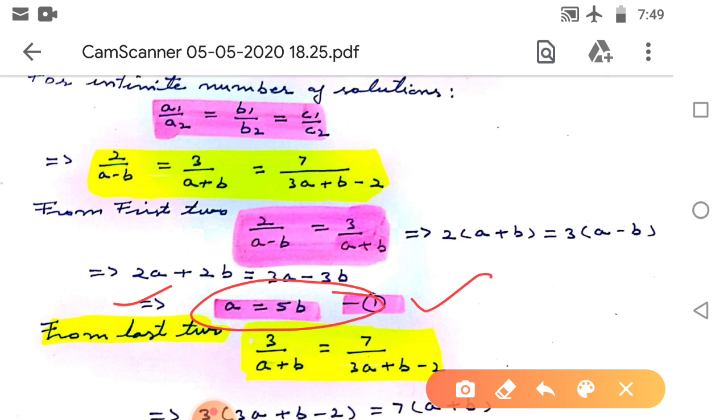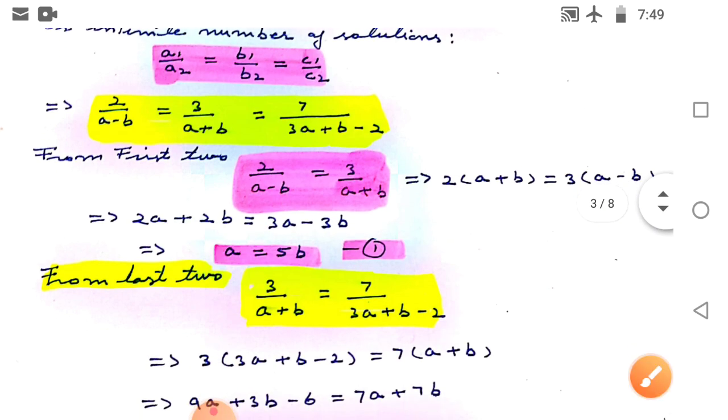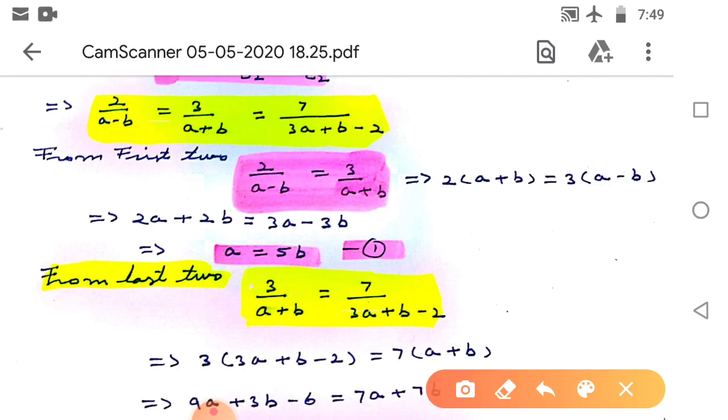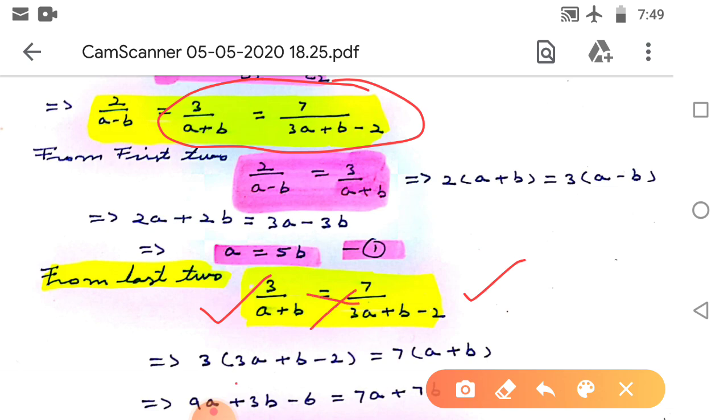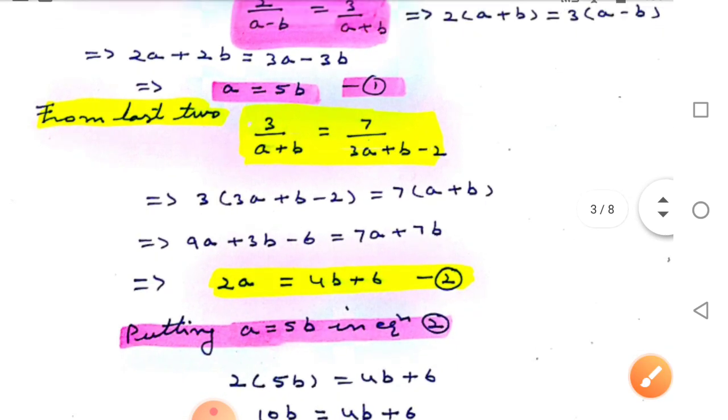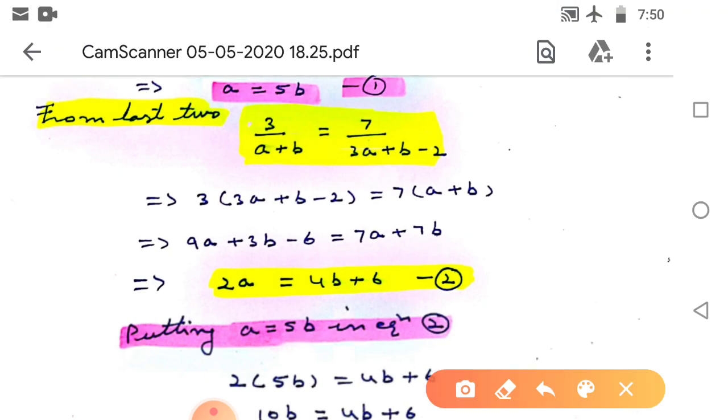Now taking the second and third equality here, that is 3 upon a plus b is equal to 7 upon 3a plus b minus 2. Right? Again, cross multiply. 3 into 3a plus b minus 2 is equal to 7 into a plus b. Clear? So, when you multiply it, we get another equation, that is the second equation, 2a is equal to 4b plus 6. So, we have two equations.